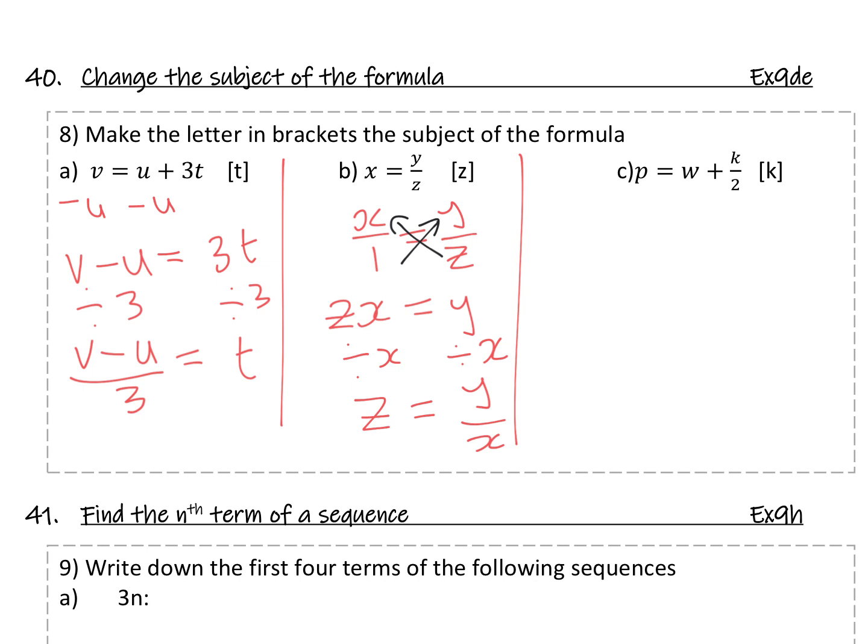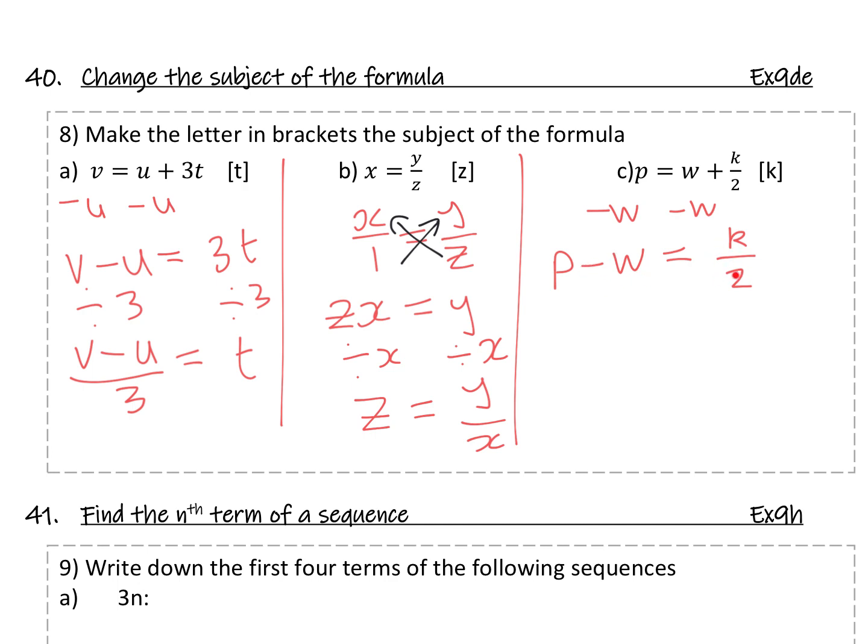And part C, we've got P equals W plus K over 2, and we want to make K the subject. So we'd want to get rid of this W first of all. So I would take away W from both sides. On the left hand side you'd have P minus W equals what's left on the right hand side, which is just the K over 2. So K over 2, or half of K, is equal to this.